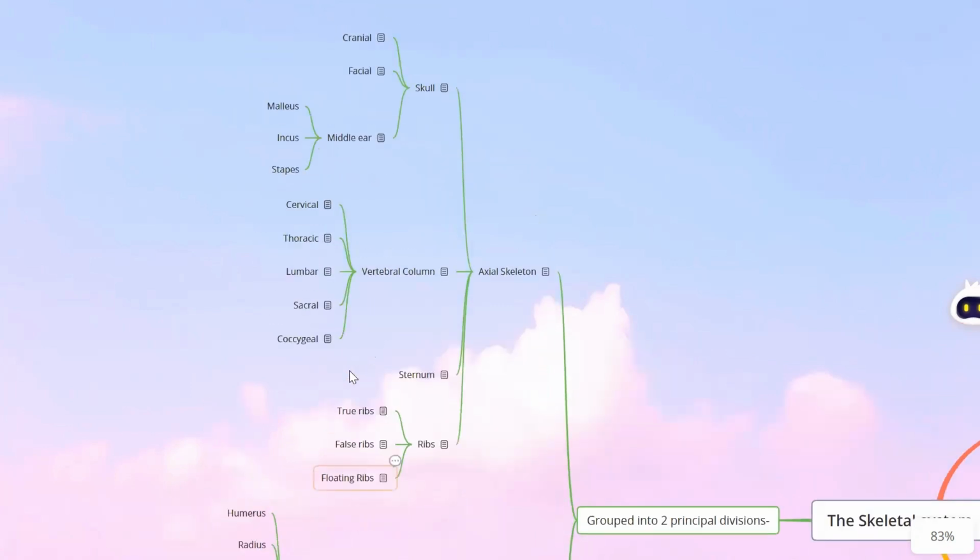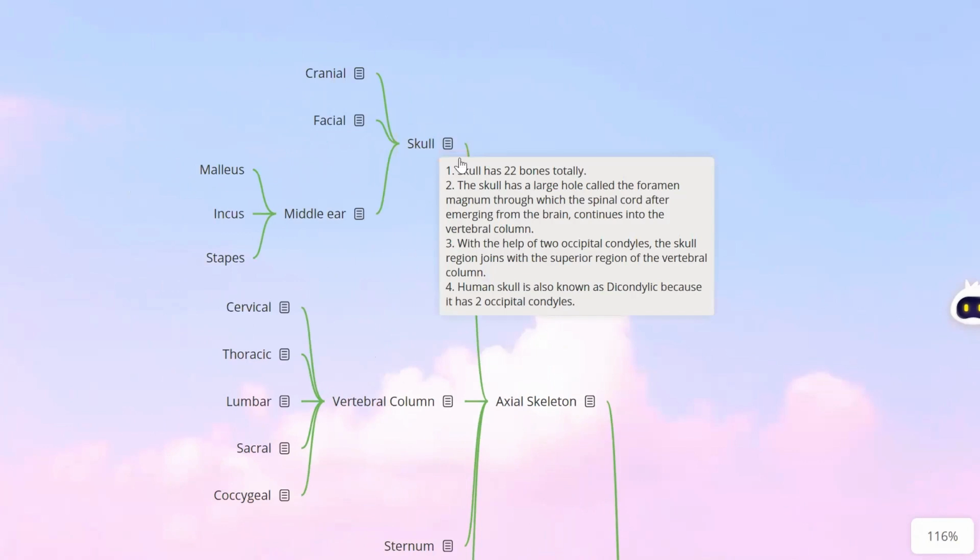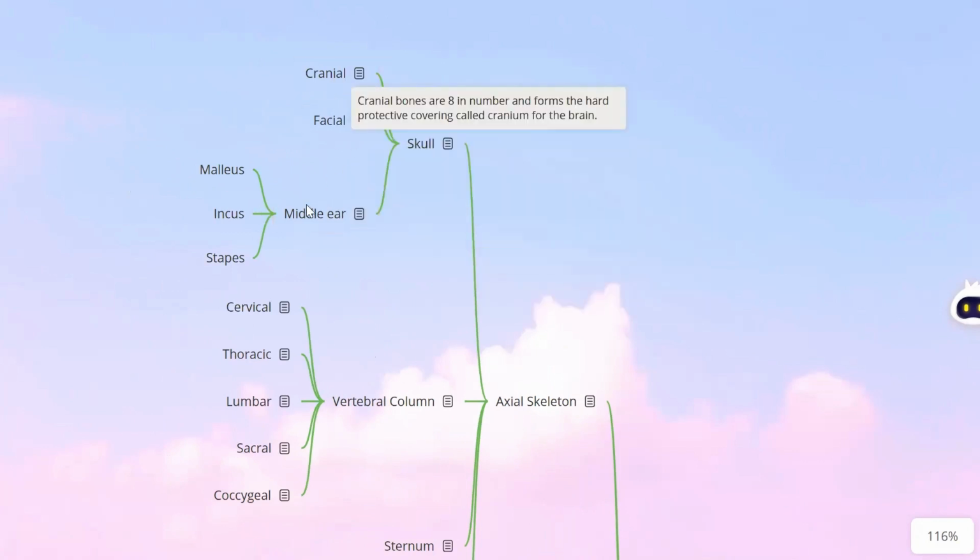Now we can see that in the axial skeleton, the first one, the skull, is again of three types: the cranial, facial, and the middle ear bones.